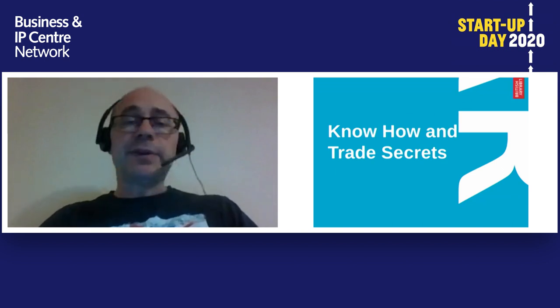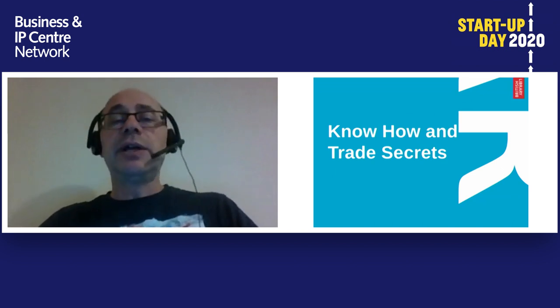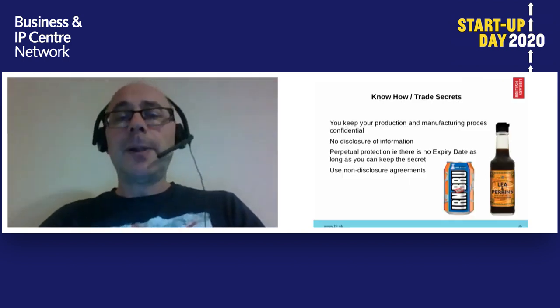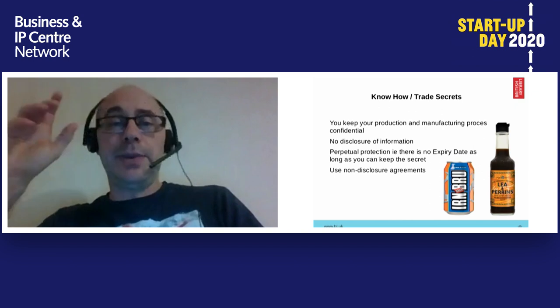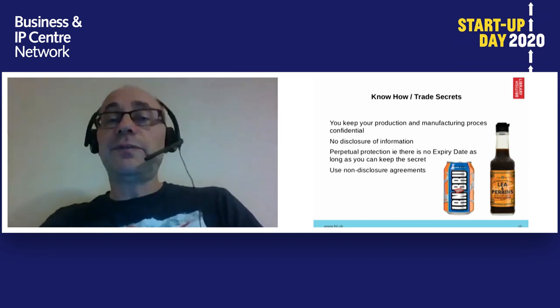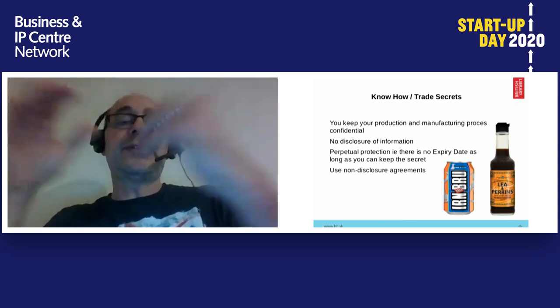Great, last 3 minutes. I promise to finish on the hour, and I will. And this is quite easy for me to go through. Know-how and trade secrets, the last two forms of IP. Very clear, very easy for me to explain. Let's go with trade secrets to begin with.